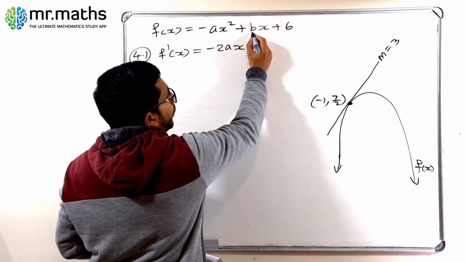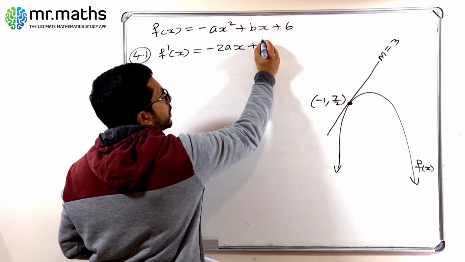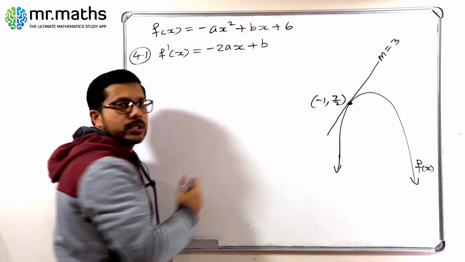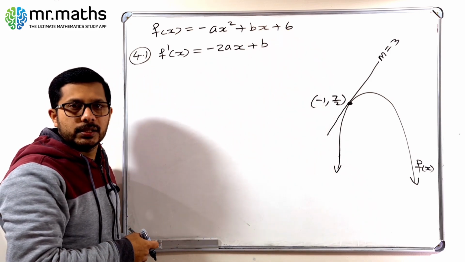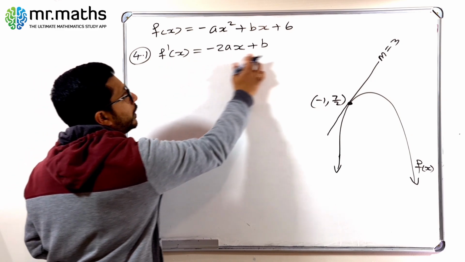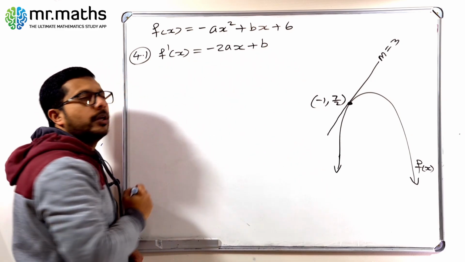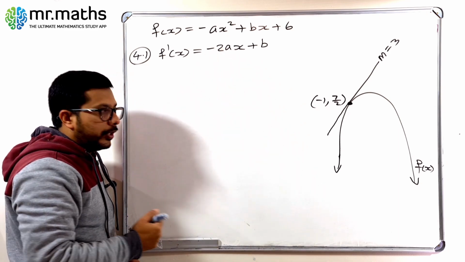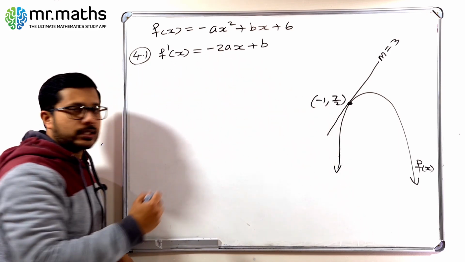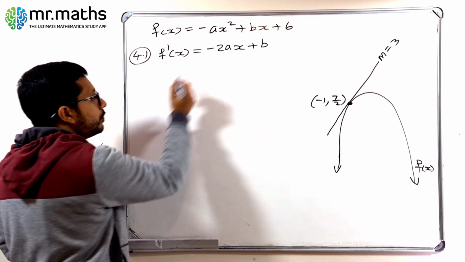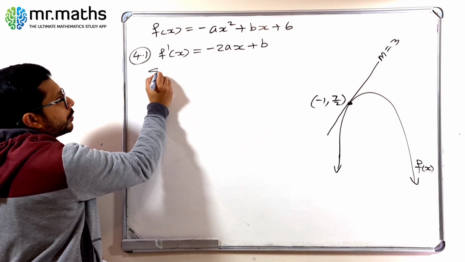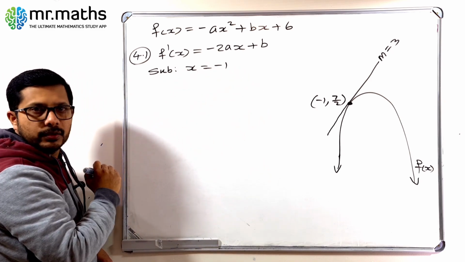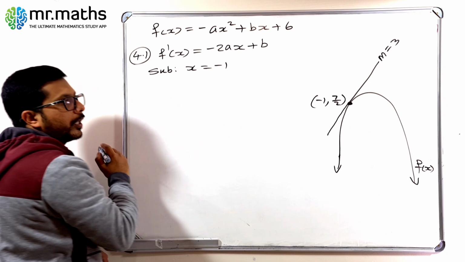Then plus bx. What is the derivative of bx? The derivative of bx is b. Then the constant term 6. What is the derivative of a constant term? It is 0. So this is the derivative: minus 2ax plus b. In this, when you substitute the x value, we are supposed to get the gradient. What is the x value there? Minus 1. At that point the x value is minus 1.